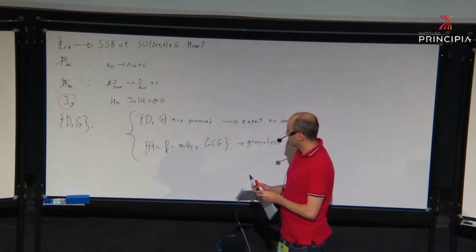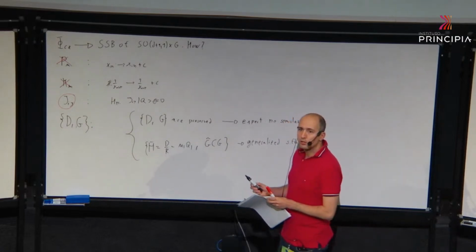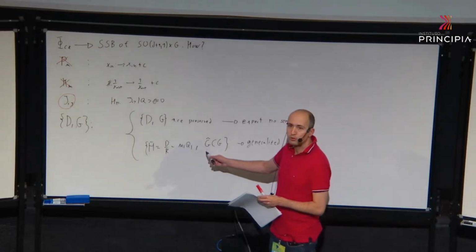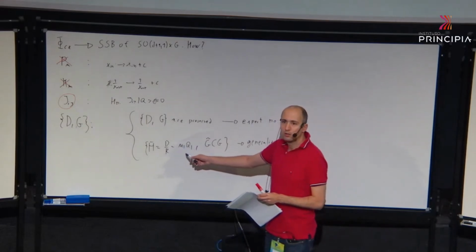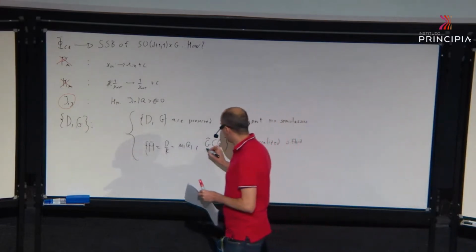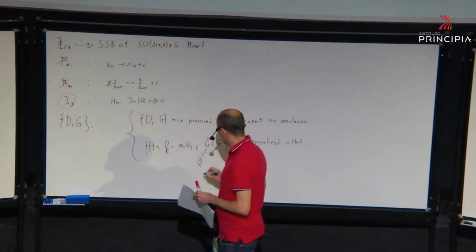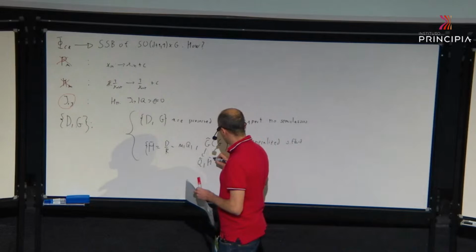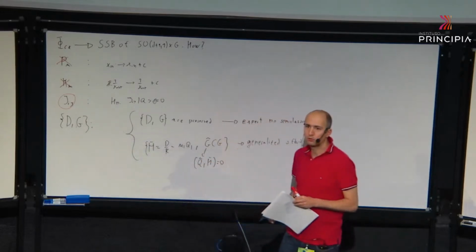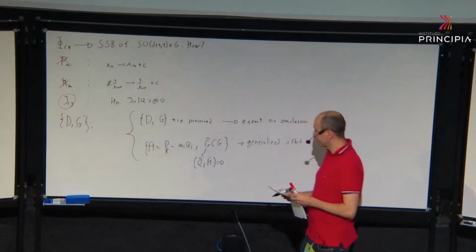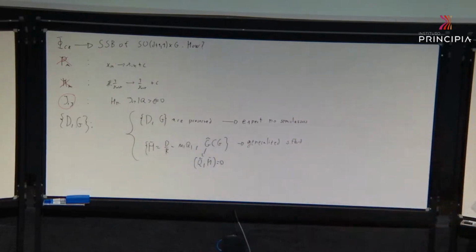Yeah, can you repeat the question? So you're asking whether the subgroup is preserved here. Yeah, so the generators here need to commute with the unbroken Hamiltonian. Was this the question? Yes. Yeah, so this will be important in a moment.